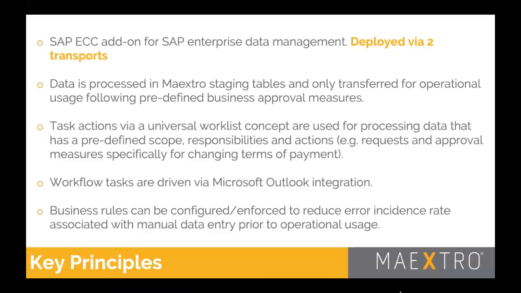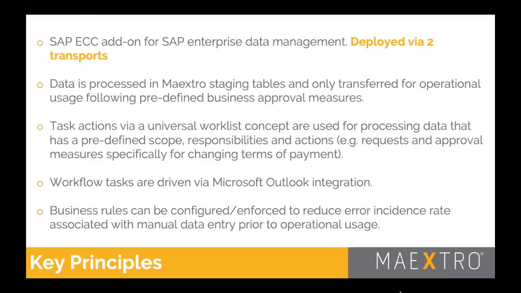What you're going to see today is data via universal work list. That concept promotes a predefined scope. It gives the users responsibility, and it pushes out data actions, more importantly, for the establishment of good data. The business rules are enforced all the way throughout the process, and this is specifically targeted at reducing error incidence rate downstream in transaction processing.